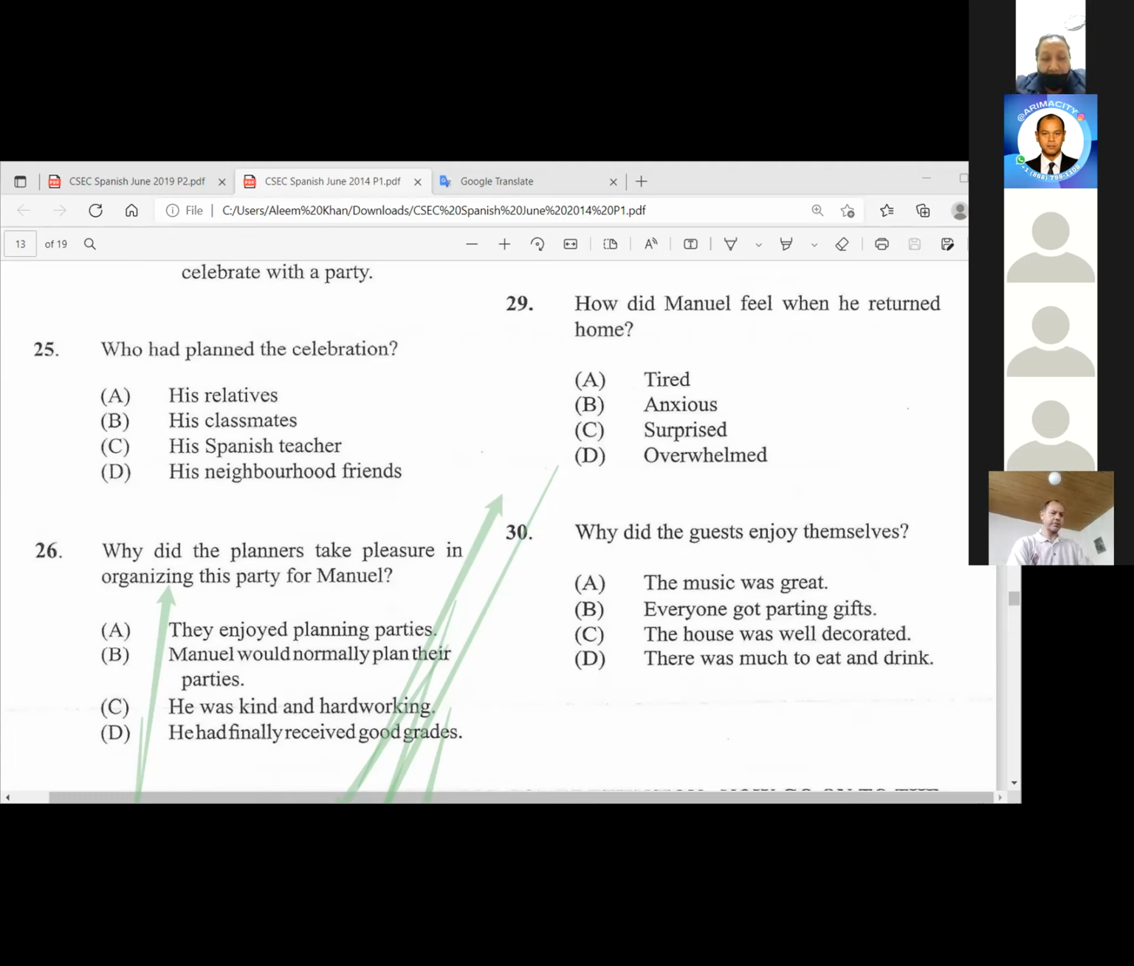Acostarse is to go to sleep. I'm giving you clues. And llegar a su casa is to arrive home, right? Anything else? No. All right. So the sentence is, Manuel se acostó porque estaba muy cansado al llegar a su casa. How did Manuel feel when he returned home? He felt tired. Yeah, very good.